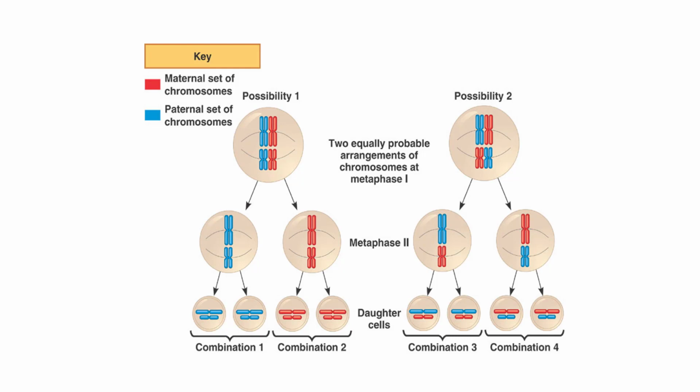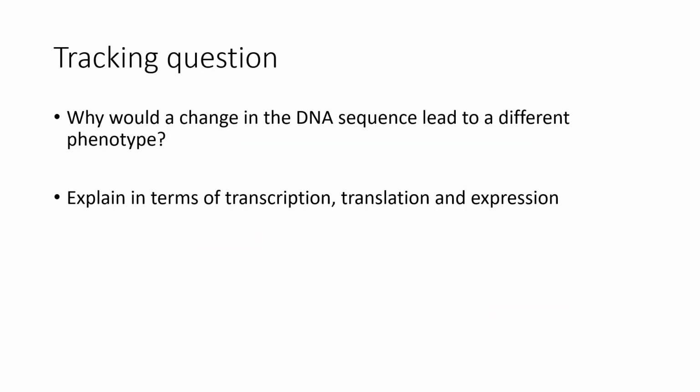These are equally probable possibilities, and during meiosis 1, they're going to separate into the different daughter cells, and they can separate differently. They can assort independently of one another, causing different combinations of chromosomes. You have 4 possible combinations coming off of these two homologs. So this is a tracking question for in class. You might want to check yourself and see if you are able to explain this.